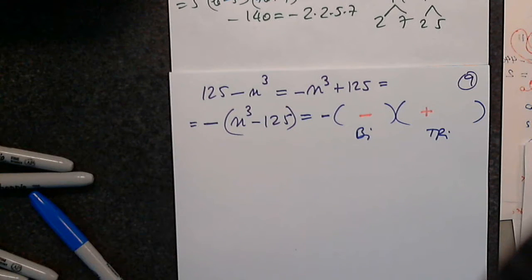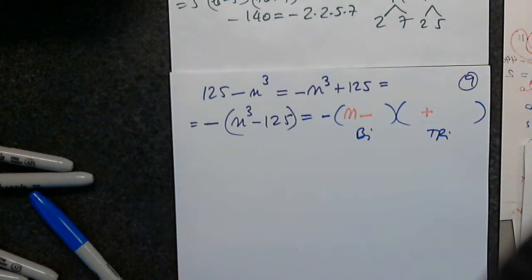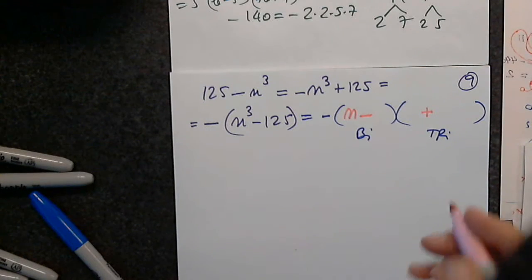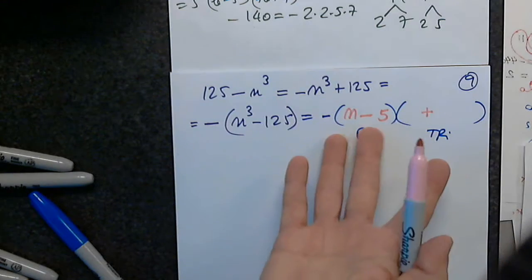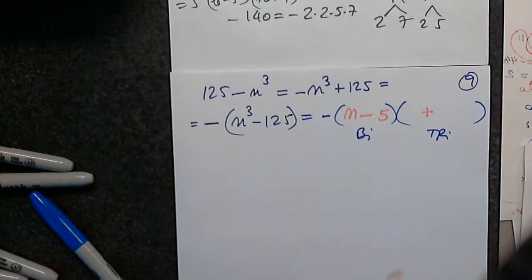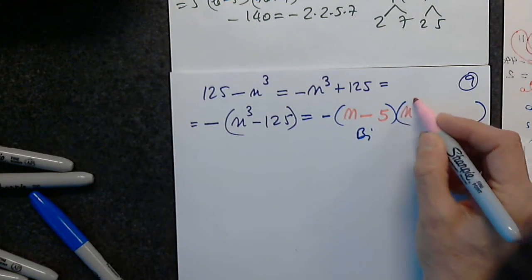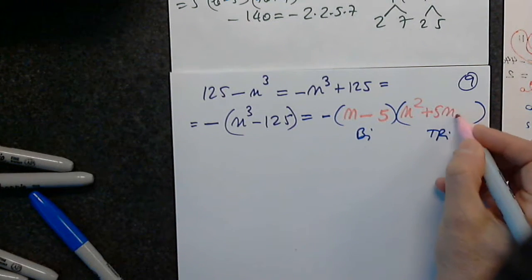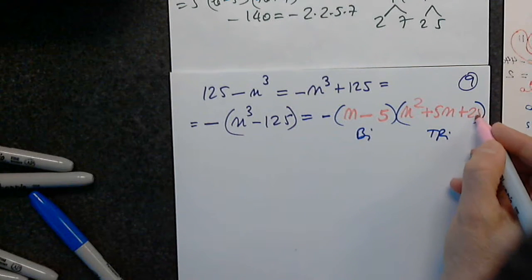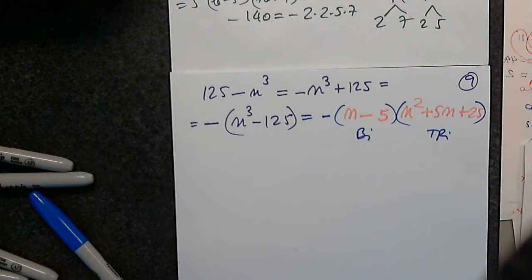What do I cube to get n cubed? Good. What do I cube to get 125? That's it. So now this should be a piece of cake. Once I have the binomial, this should be okay. So, what? Plus 5n. Very good. Plus 25. That's it. Well done.